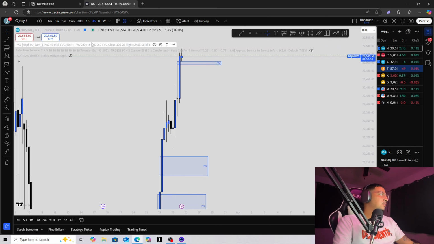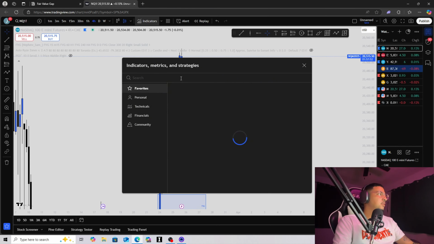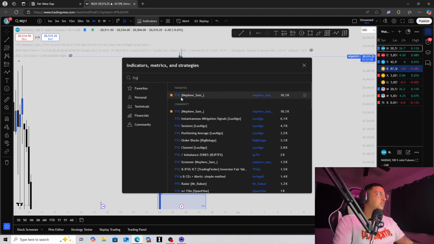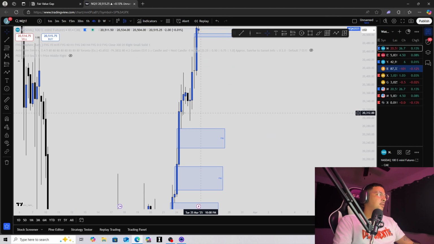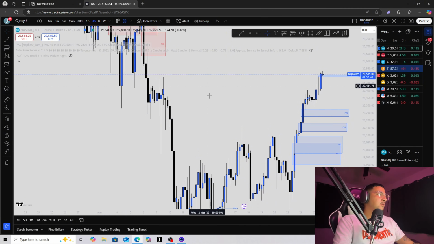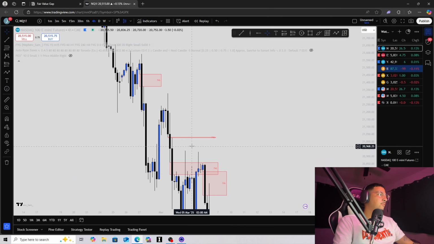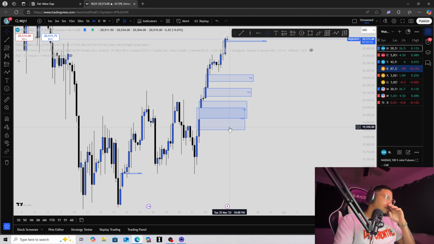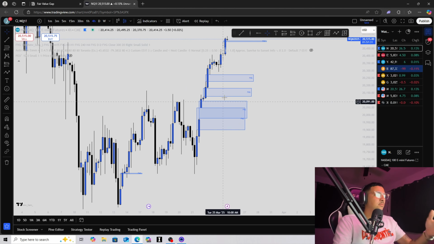It's literally called, you go to the indicators, right? And you put FVG, and you're gonna see FVG by Nephew Sam. You're gonna click it, and you're gonna put a little star to it, and it's gonna show you every fair value gap. Red fair value gaps that are formed on any time frame, and the bullish ones too. So that way you don't have to mark them out yourself. You're gonna see them on the charts.